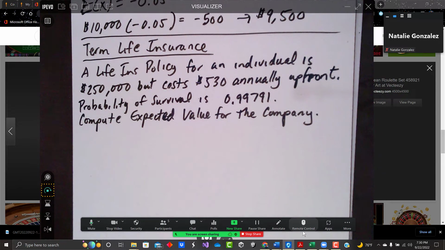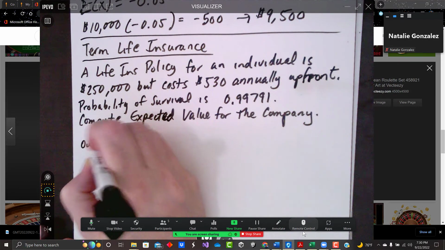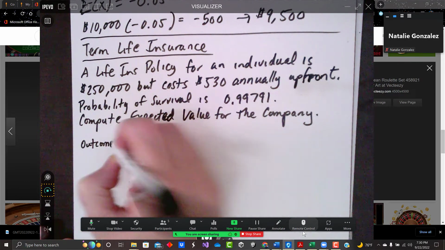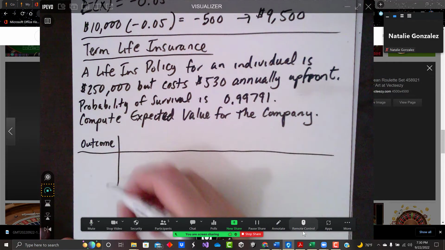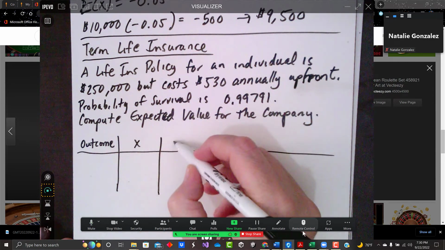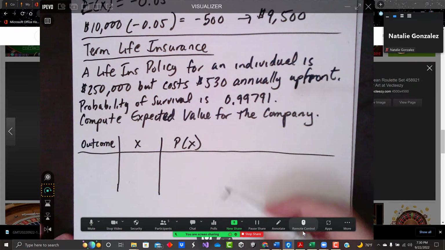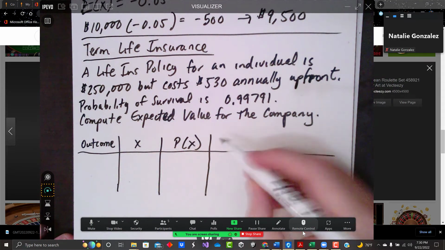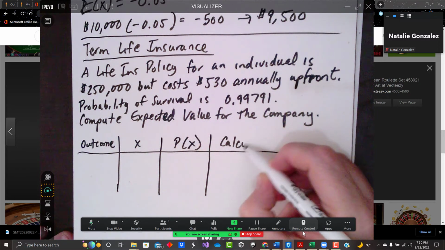And we're going to start making the table. So I will list outcome. That kind of helps me decide what X is going to be. We need a value for X. We need an area for P of X. And a calculation for expected value.